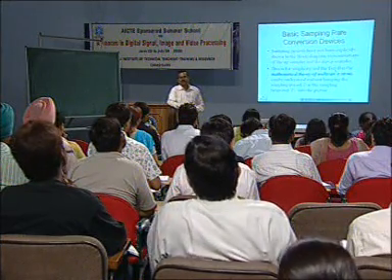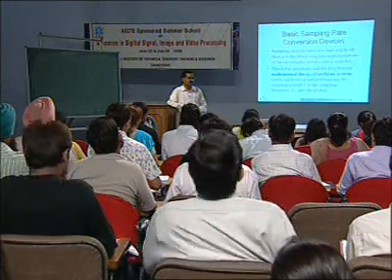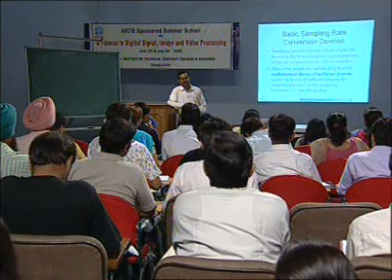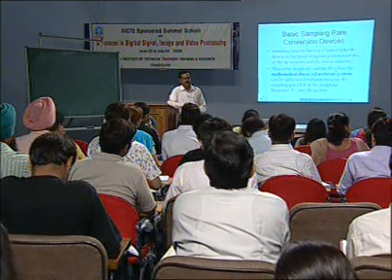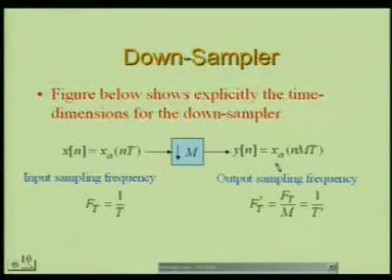Now, I will discuss mathematically how to reduce the given, or input, sampling frequency by a factor of capital M, or how to increase the sampling frequency by a factor of capital L. This is for the downsampler device. The downsampler is used to reduce the sampling frequency by a factor of M. The figure below shows explicitly the time dimensions for the downsampler.